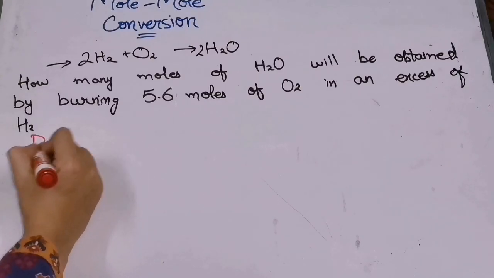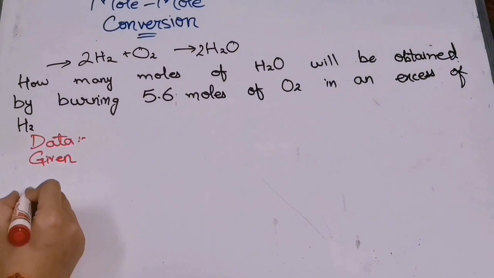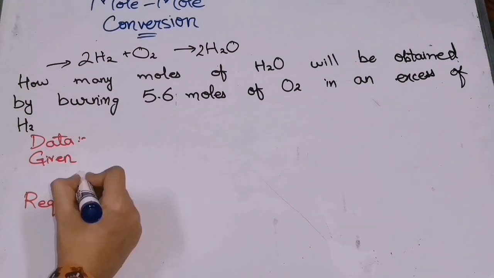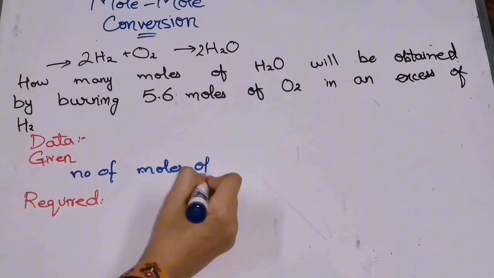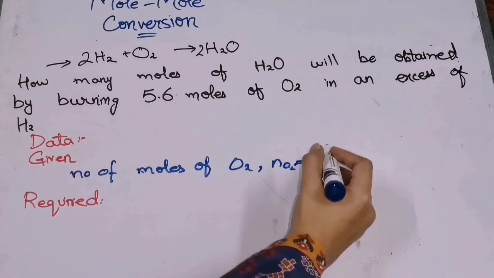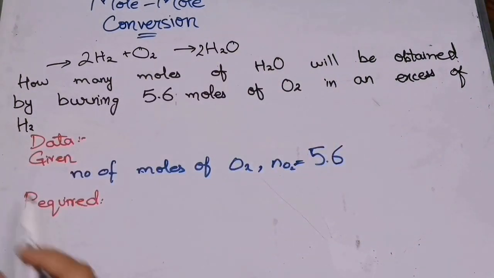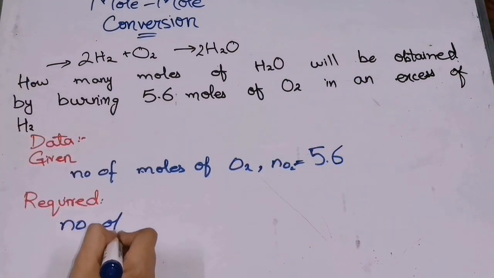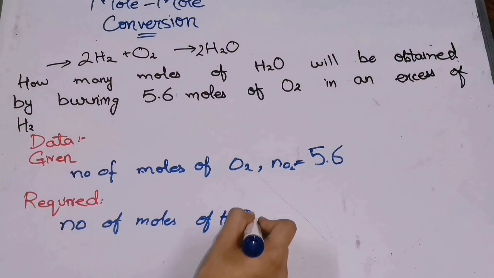Let me solve this question with headings. First we will give the heading of data and then given. Then I will write over here required. So what is given? Number of moles of O2, which is equal to 5.6. And what is required? They ask how many moles of H2O can be obtained. So we have to find the number of moles of H2O.